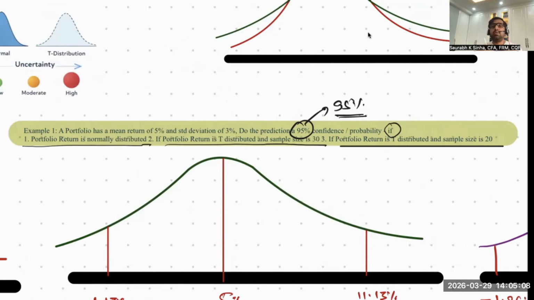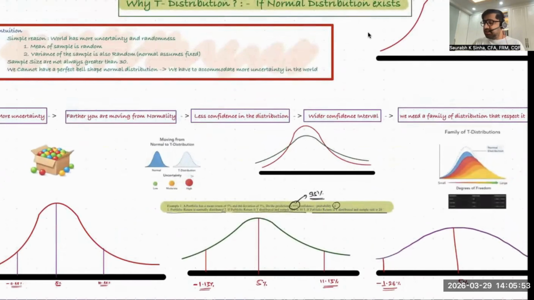Thematically, what you have to understand is that when the portfolio return is normally distributed, your confidence in the prediction would be higher, which means the confidence interval would be narrower. But when you move to t distribution with a sample size of 30, your confidence decreases. That's why the confidence interval, or the prediction interval, will increase. Now, if you further fall back to a t distribution with a sample size of 20, your distribution would be much wider and the confidence interval will be much wider. So these are the three distributions.